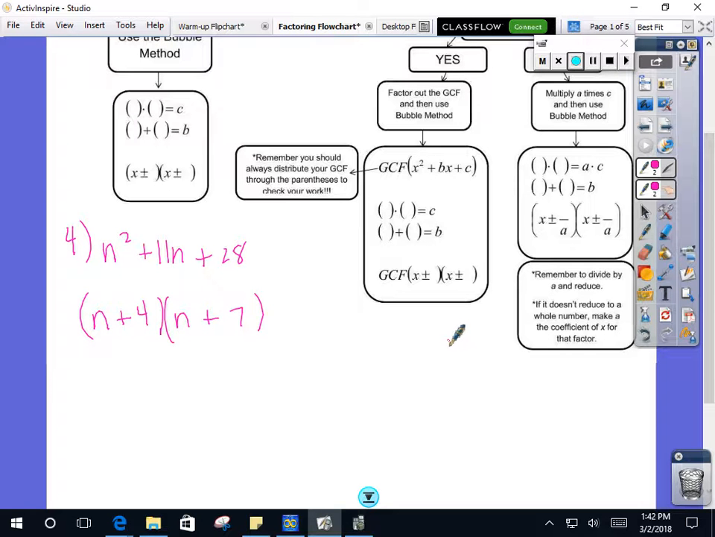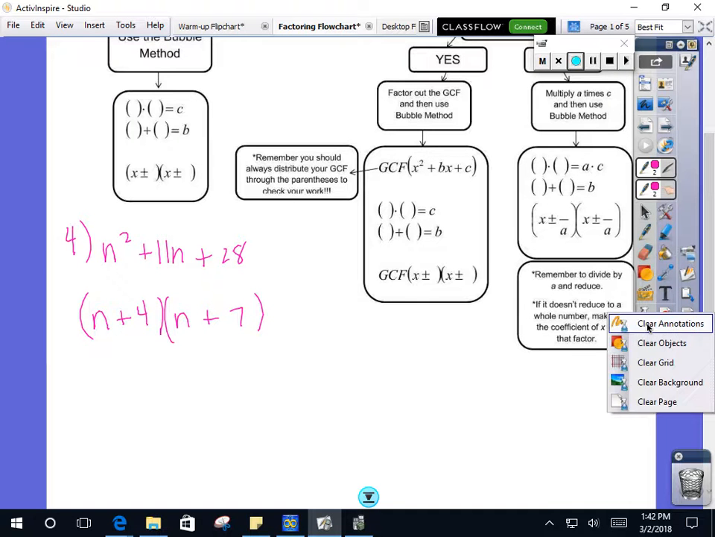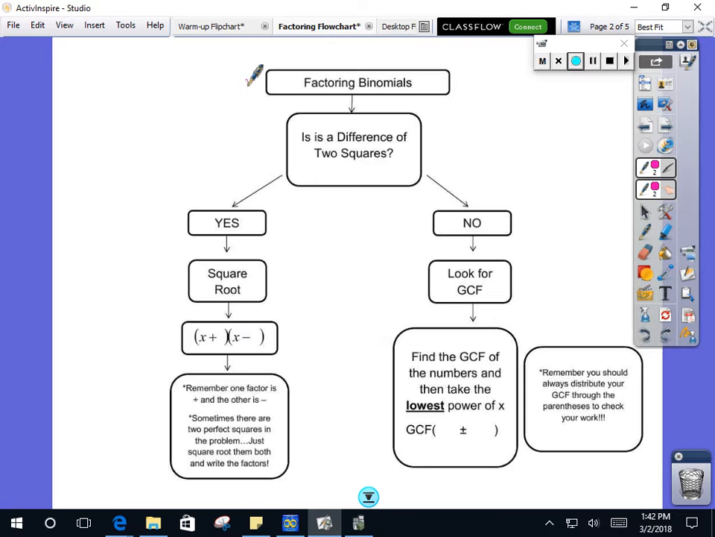Okay, number 5. Is it a binomial or a trinomial? A binomial. So we need to go back to the other side. Okay, so number 5, the binomial is 9x squared minus 25y squared. Is that a difference of 2 squares?